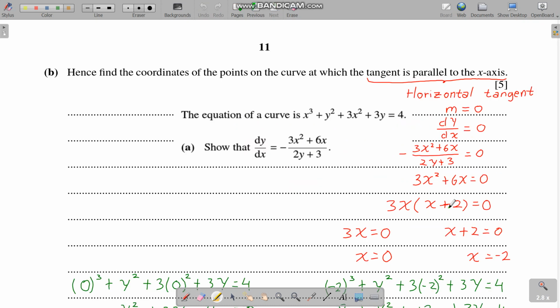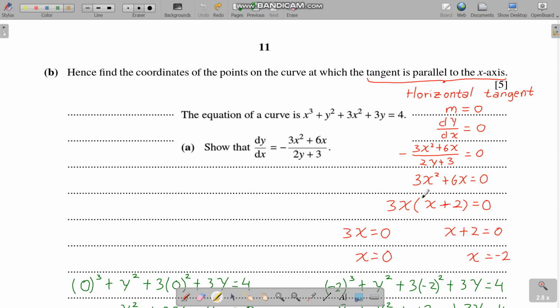Second part, find the coordinates of the points on the curve at which the tangent is parallel to the x-axis. The x-axis is the horizontal axis, so the tangent is horizontal. Horizontal tangent means the gradient is 0. Gradient means dy/dx. So we are solving dy/dx equals 0. From the previous part, we have the dy/dx. So we are solving this fraction equals 0, which means the numerator equals 0. We can multiply both sides by minus, so we cancel out the minus, and multiply both sides by the denominator, so we just have the numerator equals 0.